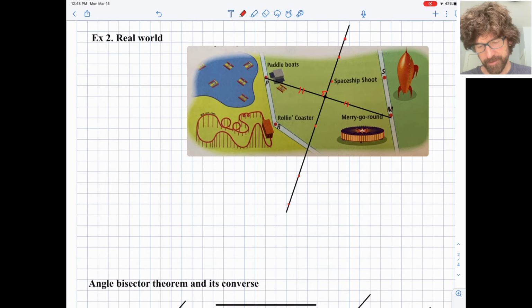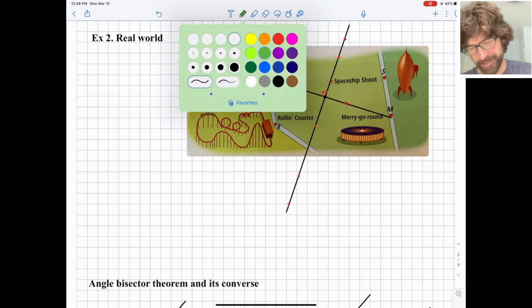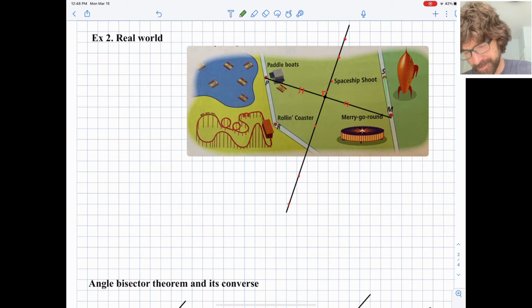Now, let's say there was another requirement that you also wanted your t-shirt shop to be equidistant between the merry-go-round and the spaceship. Okay, so let's do this in a different color here. You wanted equal access to those points in the amusement park. So let's draw another perpendicular bisector. All right, and so this is a perpendicular bisector here.